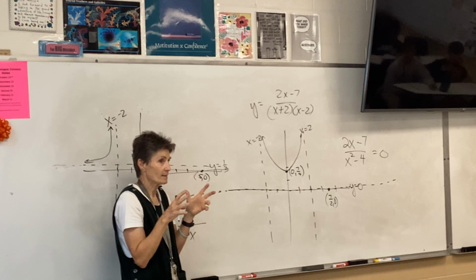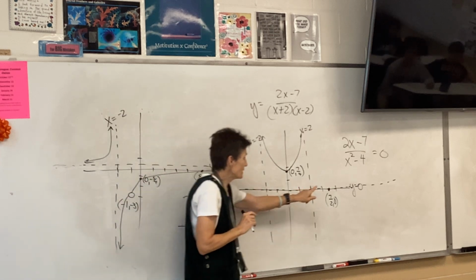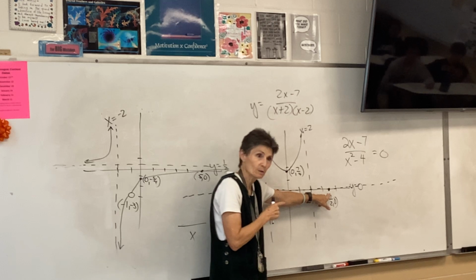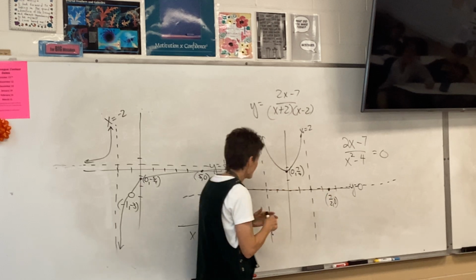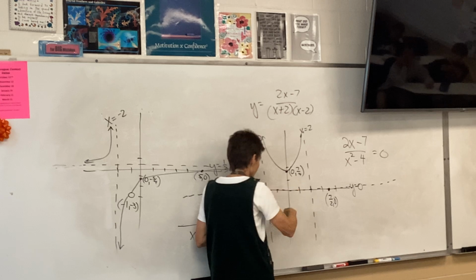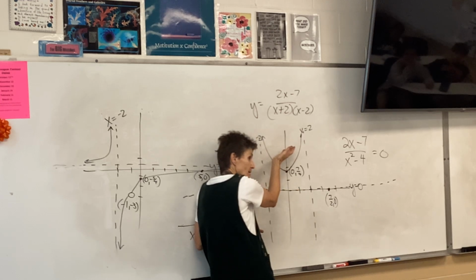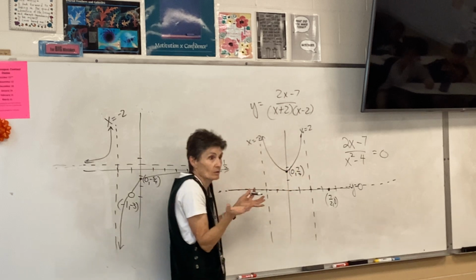How do I know that? Well, this is the only place I can cross the x-axis, right? Isn't that my only 0? So is there any way that I can be down here anywhere? I have to be all up there, right? So I really don't have any choice. It has to work like that.